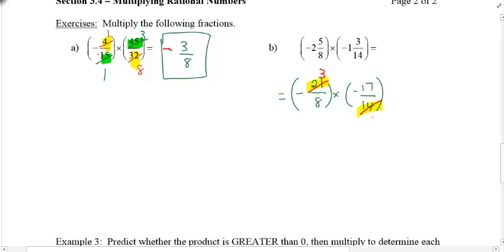14 divided by 7 is 2. How about the 8 and the 17? Can we do anything there? Don't think so, so we can't just leave it as is. So now let's go ahead and multiply them together.